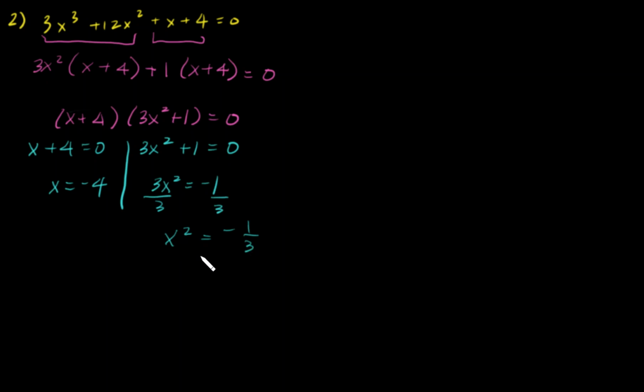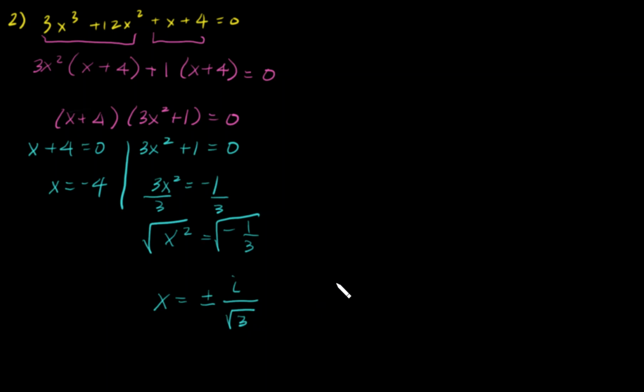negative 1/3. I'm going to square root both sides, so I get x equals plus or minus. We have a negative 1, so that's an i. And then the square root of 1 is 1, okay? And then we have to keep the square root of 3.